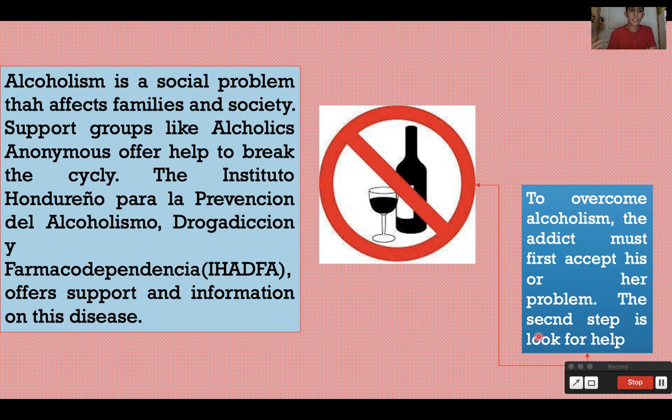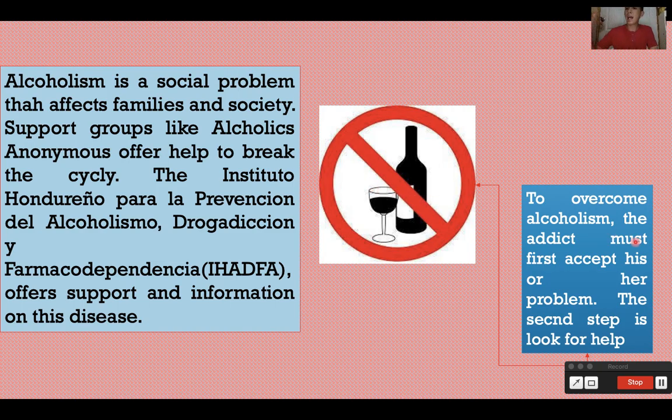Now, alcoholism is a social problem that affects families and society. Support groups like Alcoholics Anonymous offer help to break the cycle. The Instituto Hondureño para la Prevención del Alcoholismo, Drogadicción y Farmacodependencia, IHADFA, offers support and information about this disease. IHADFA is an organization that helps people who are addicted to alcohol. If you see the picture, you do not drink alcohol. It is not allowed for you.